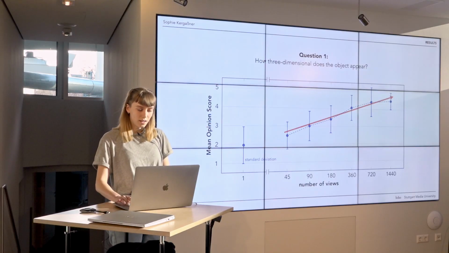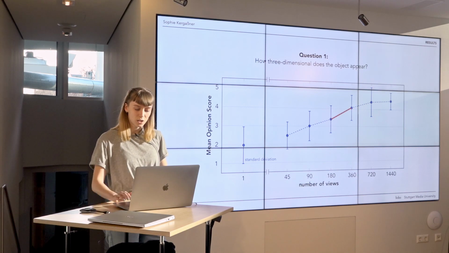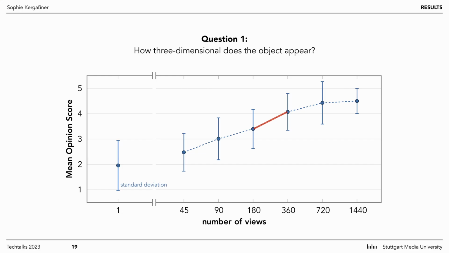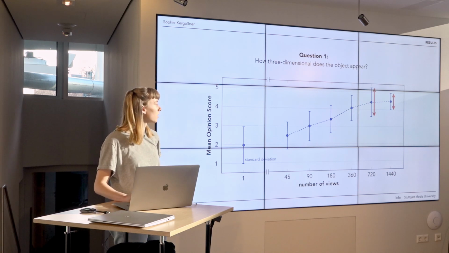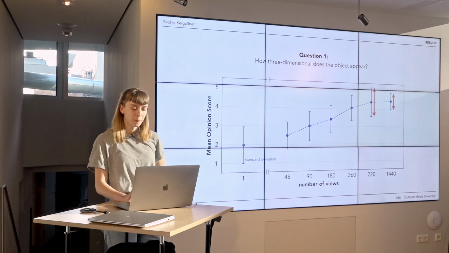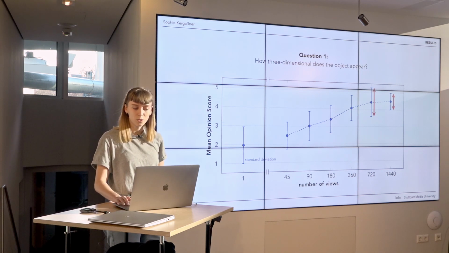And the largest increase in MOS can be found between 180 and 360 views, while the smallest increase is located between the uppermost ones. And at the same time, the second largest standard deviation is at 720 views, and the lowest one right next to it at 1440 views. So this indicates that probands were more confident in giving the lowest angular resolution a good rating compared to the evaluation of 720 views.